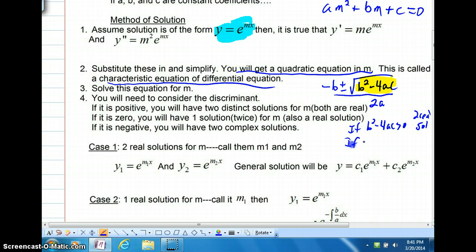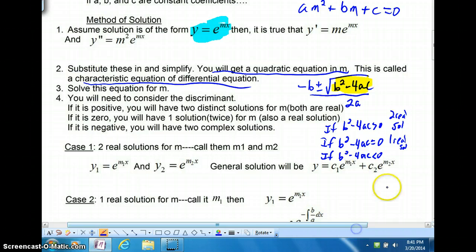If b squared minus 4ac was 0, well, that whole square root would collapse down to 0, and we'd get 1 real solution. And then finally, the discriminant allows us to say if b squared minus 4ac is less than 0, of course then we have a negative value inside of our square root. We would get 2 complex solutions. Well, keeping all of that in mind, case 1 would be where, hey, let's consider that our discriminant is positive. We'd get 2 real solutions.